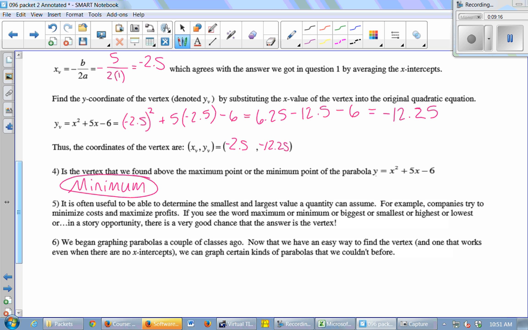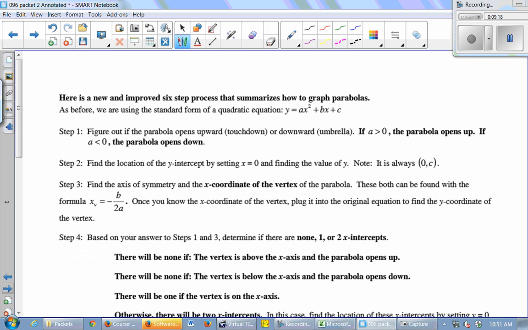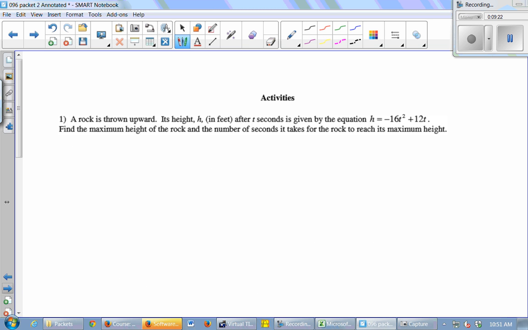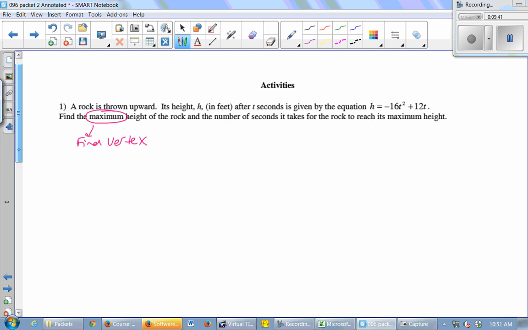So let's just jump to the activities real quick. Let's just look at the first one. A rock is thrown upward, its height, blah, blah, blah. Find the maximum height, right? That word maximum is a key word that means vertex. Find the vertex, right? When you see that word maximum.